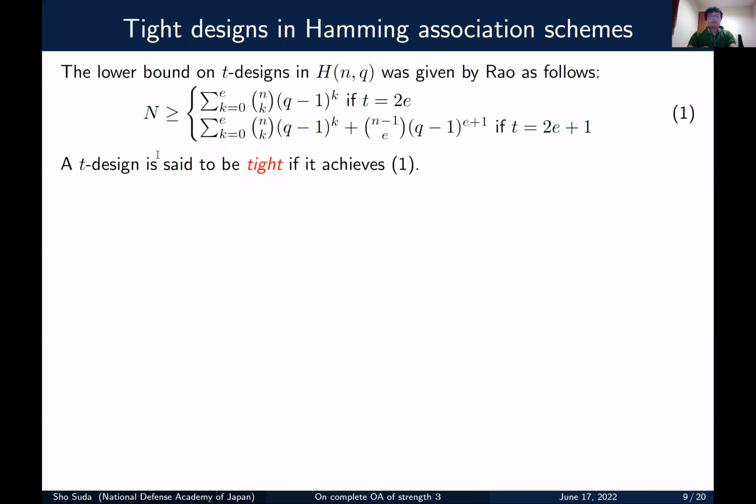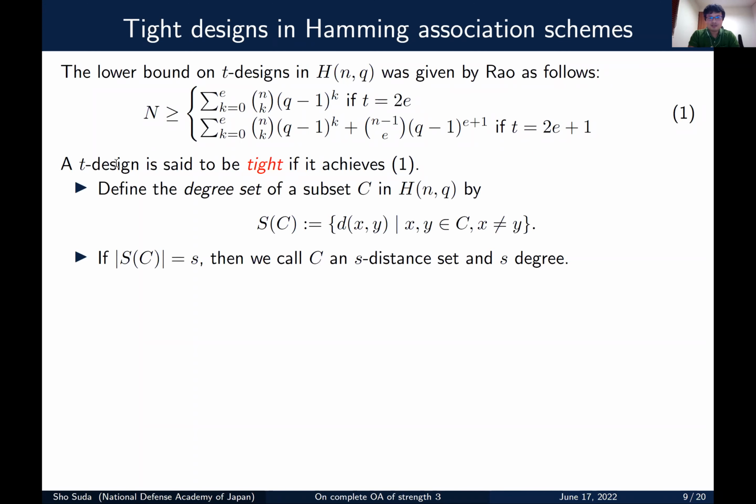A T-design, or orthogonal array, is said to be tight or complete if it achieves this inequality. If equality holds, we call the designs tight, or the orthogonal arrays complete. So now we focus on when a tight design exists, and I want to show some non-existence results for tight designs or complete orthogonal arrays.